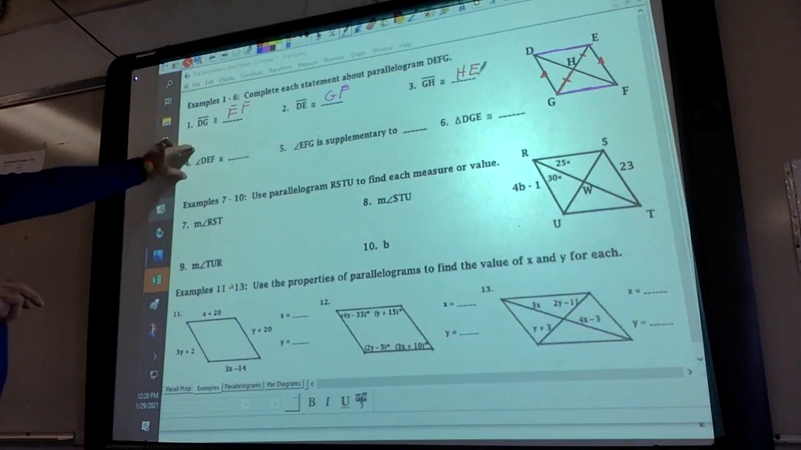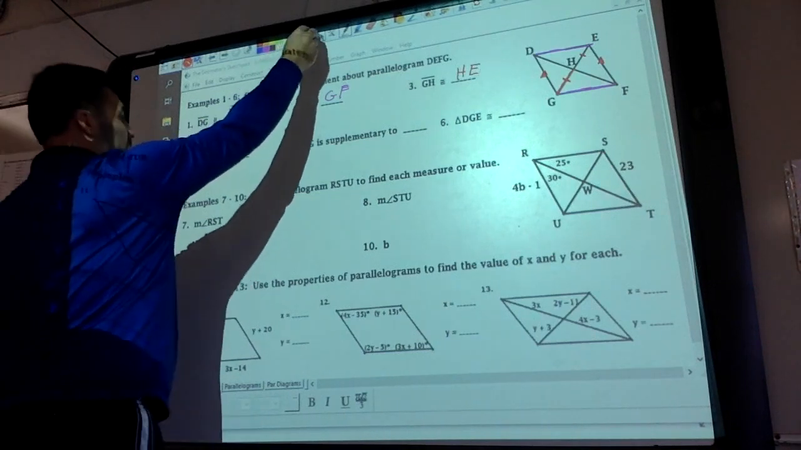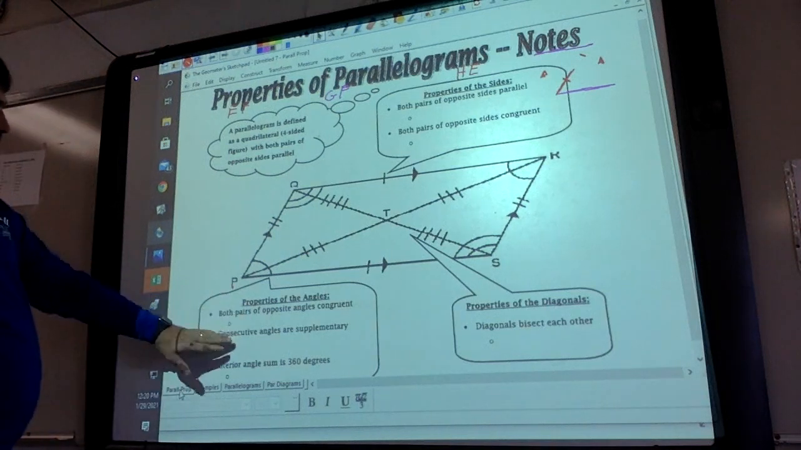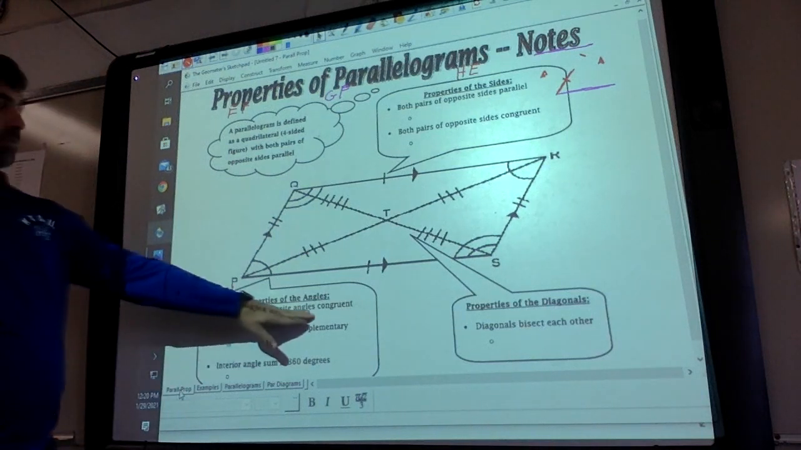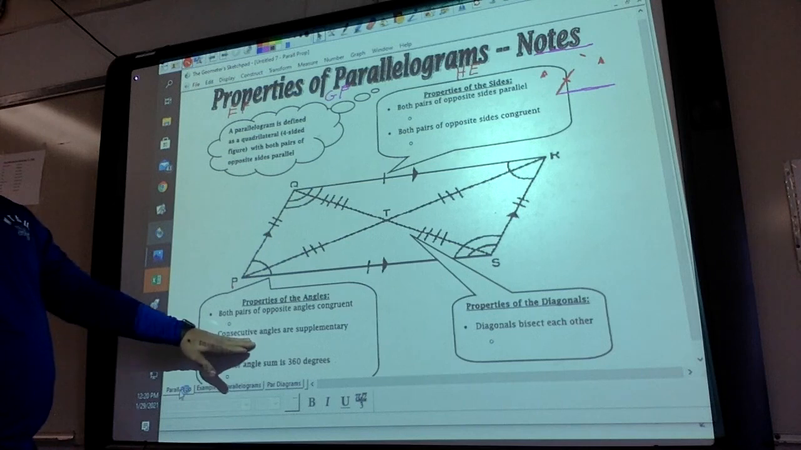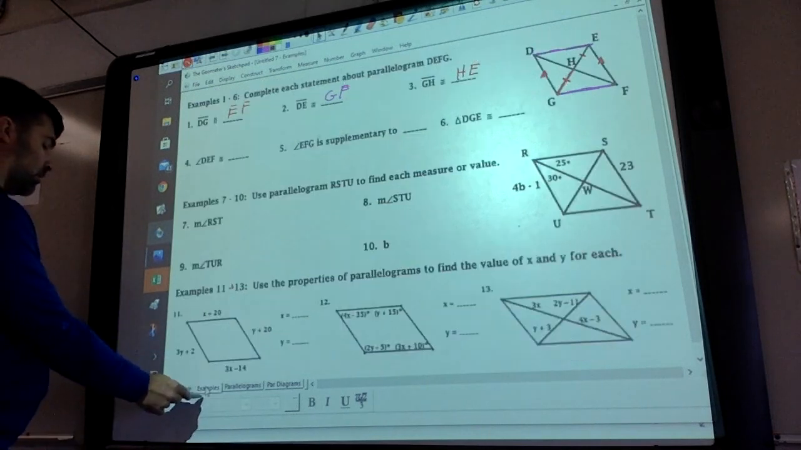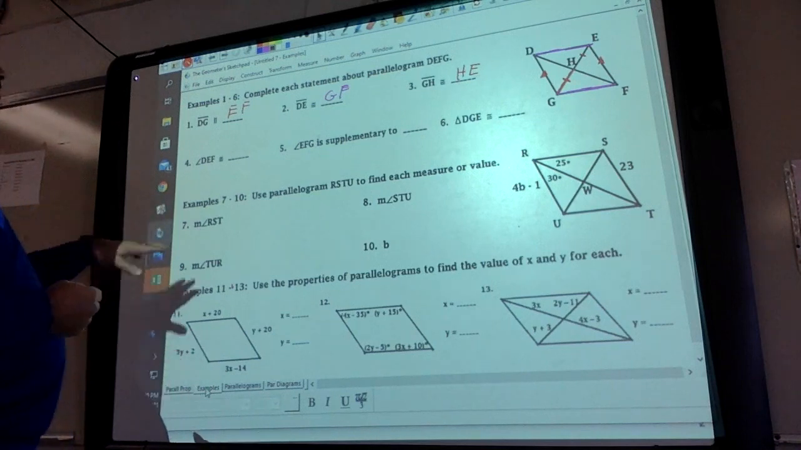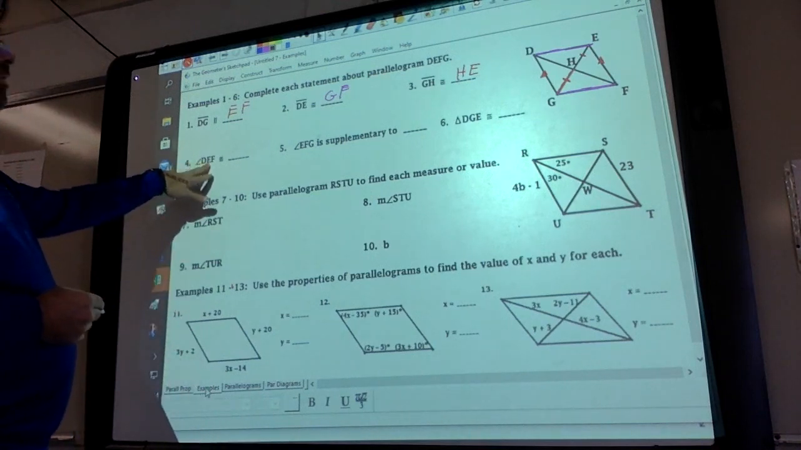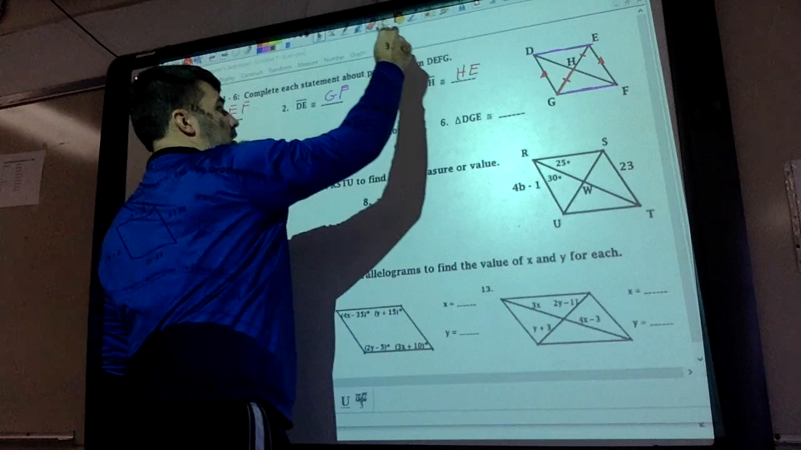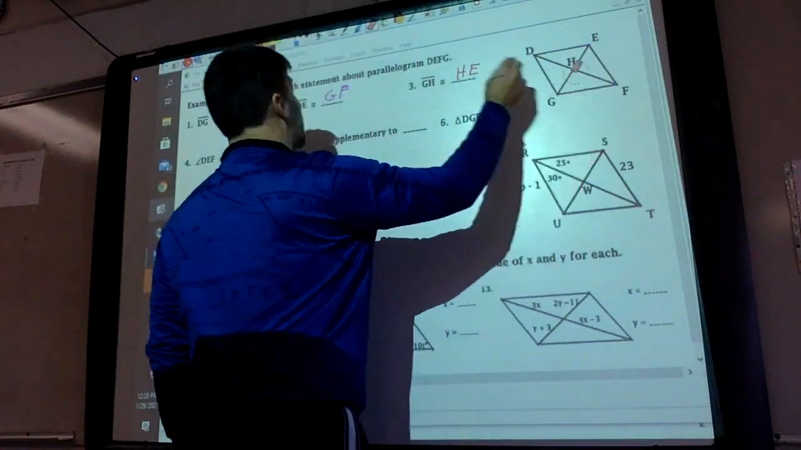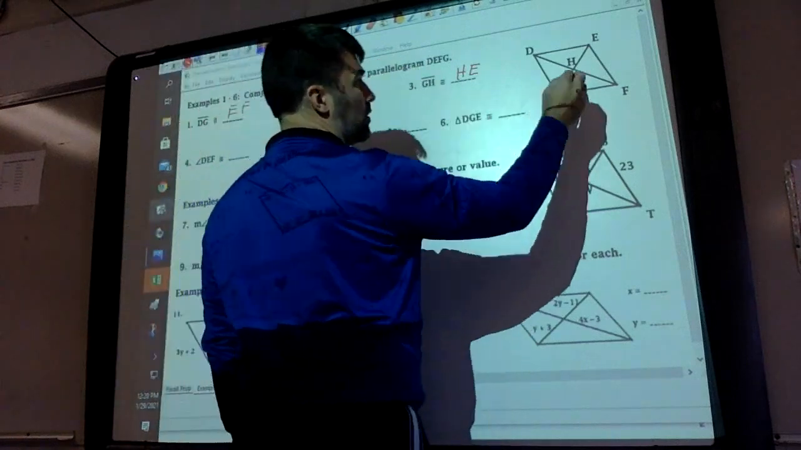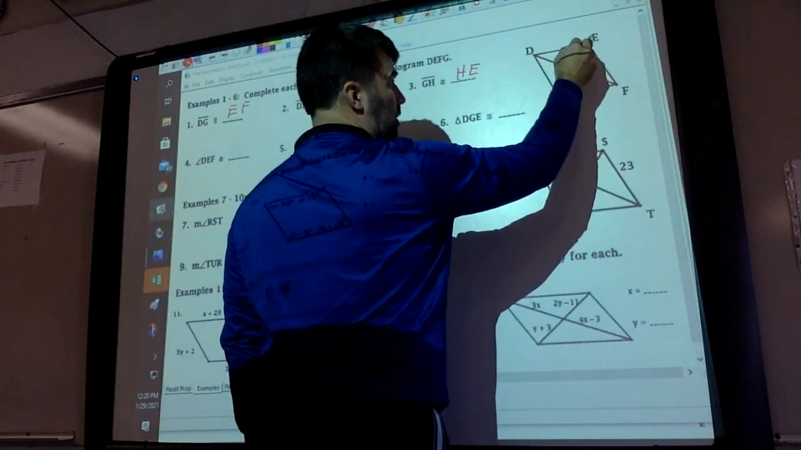Okay, 4 is talking about angles. So if you go back to your worksheet, which ones are talking about angles? These 2. Both pairs of opposite angles are congruent, and then consecutive angles are supplementary. So I'm dealing with angles, but am I dealing with opposite angles, or am I dealing with consecutive angles? Well, this says DEF. Okay, angle DEF is right here, this whole thing.